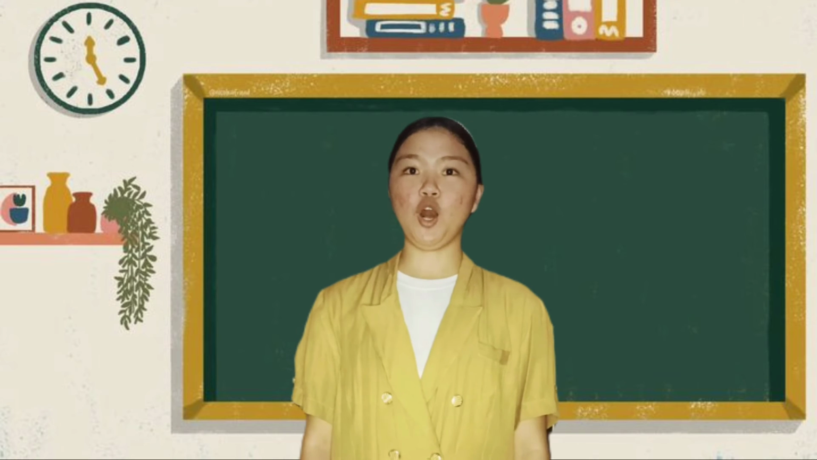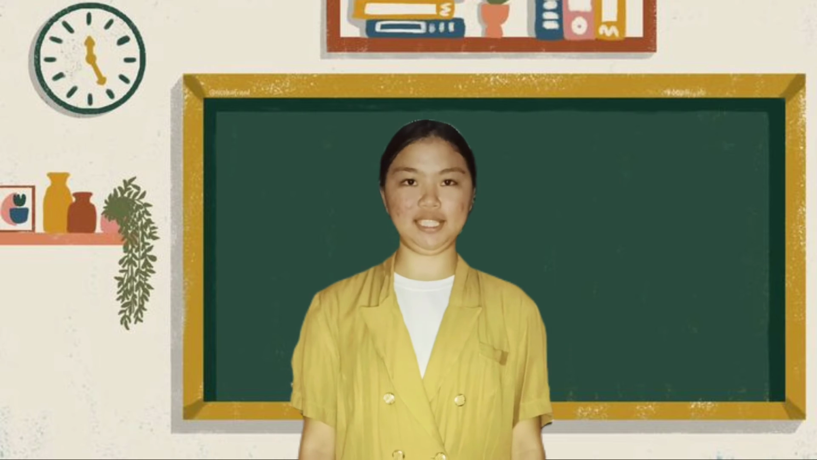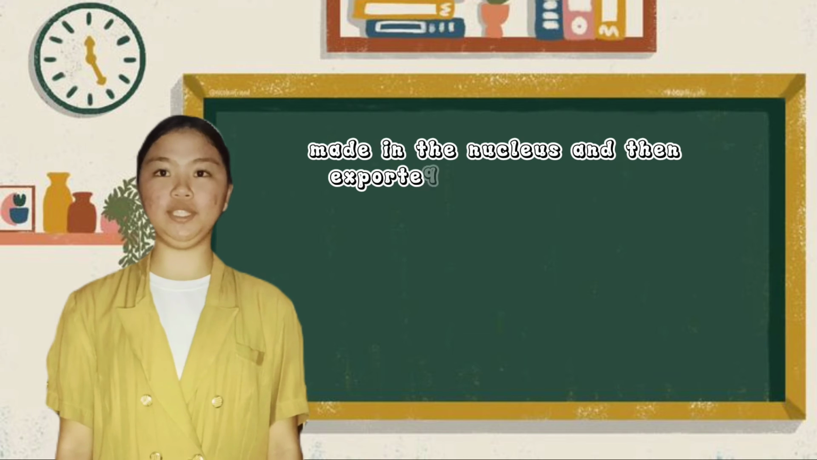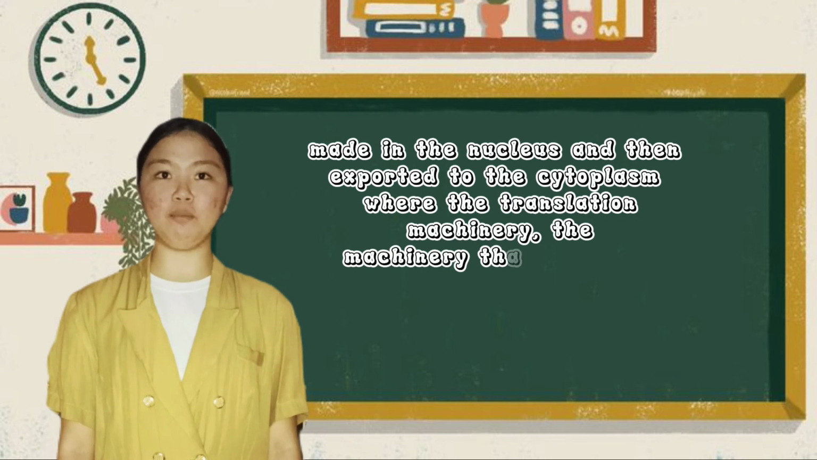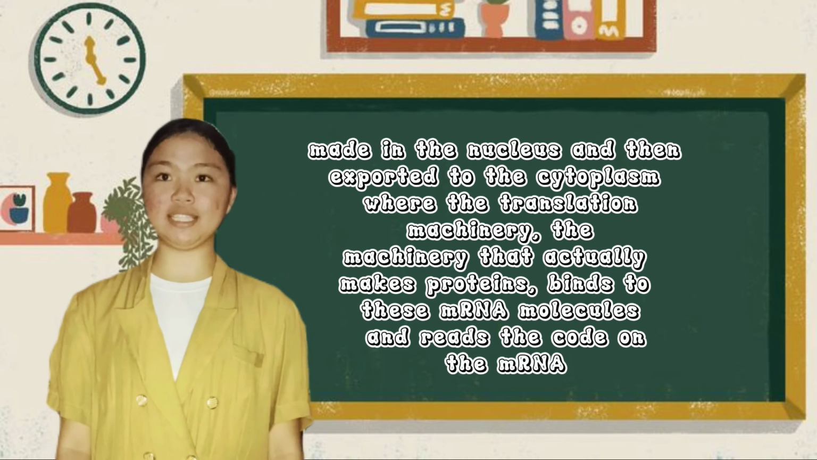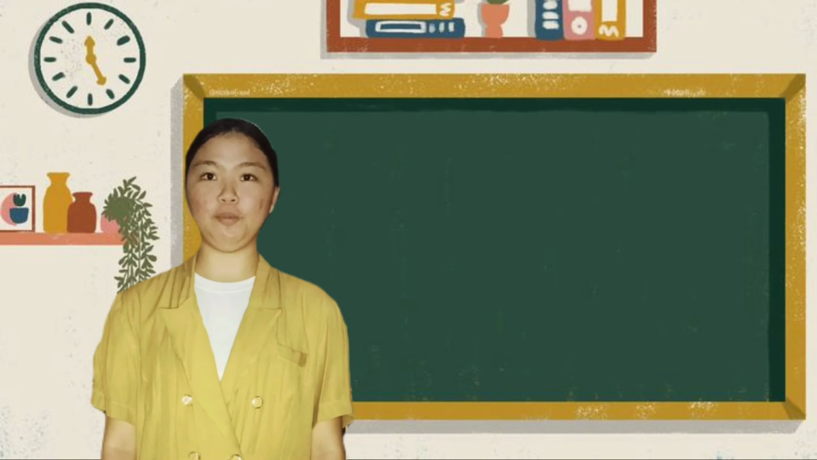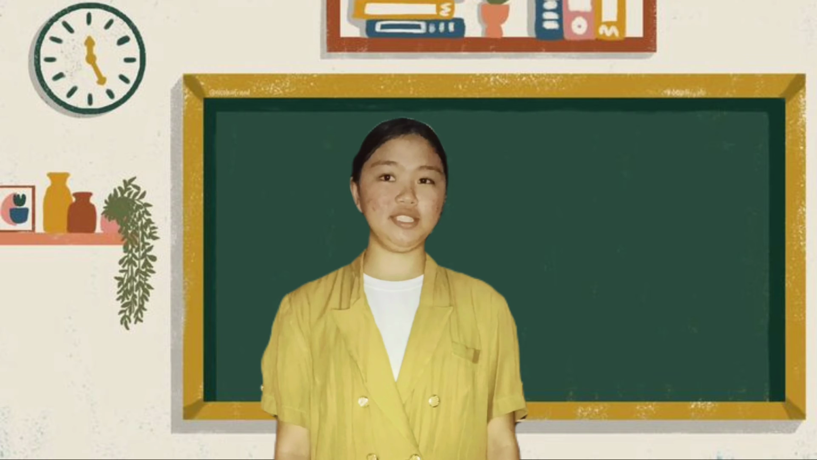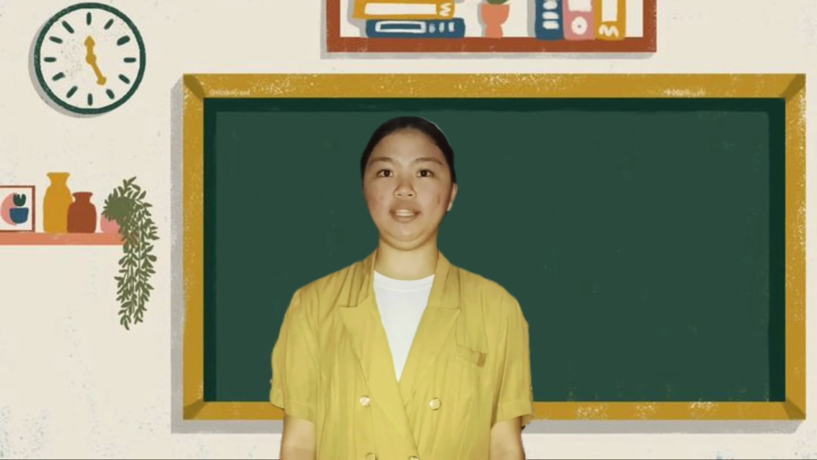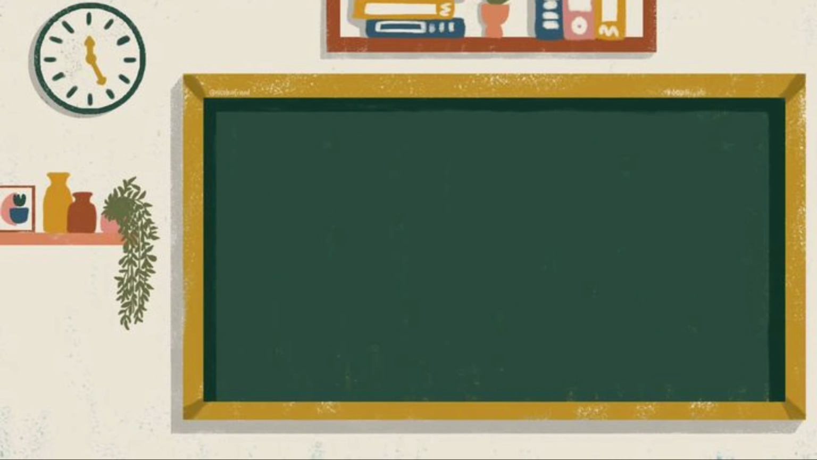Messenger RNAs, also known as mRNA, are one of the types of RNA that are found in the cell. This particular one, like most RNAs, is made in the nucleus and then exported to the cytoplasm where the translation machinery, the machinery that actually makes proteins, binds to these mRNA molecules and reads the code on the mRNA to make a specific protein. So in general, the DNA for one gene can be transcribed into an mRNA molecule that will end up making one specific protein.